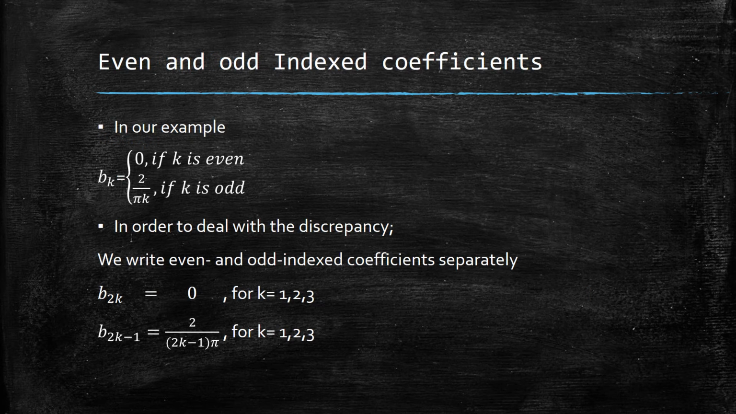We're now going to take a moment to discuss even and odd index coefficients. In our example, b sub k is equal to 0 if k is even and 2 over pi k if k is odd. In order to deal with this discrepancy, we write even and odd index coefficients separately. b sub 2k is equal to 0 and b sub 2k minus 1 is equal to 2 over (2k minus 1) times pi.